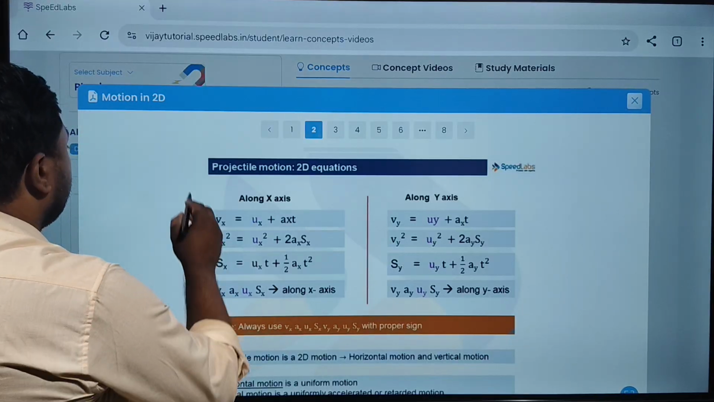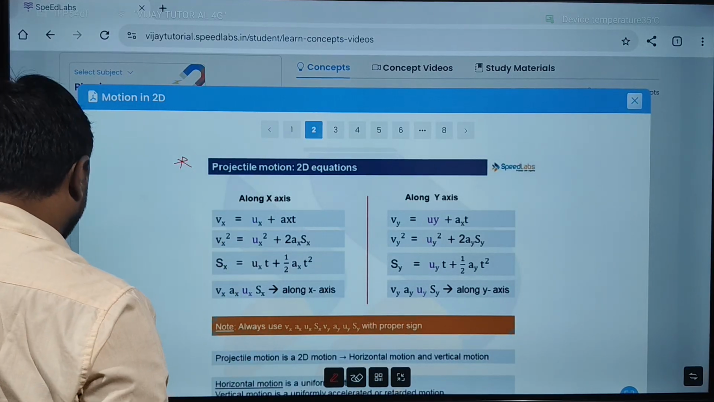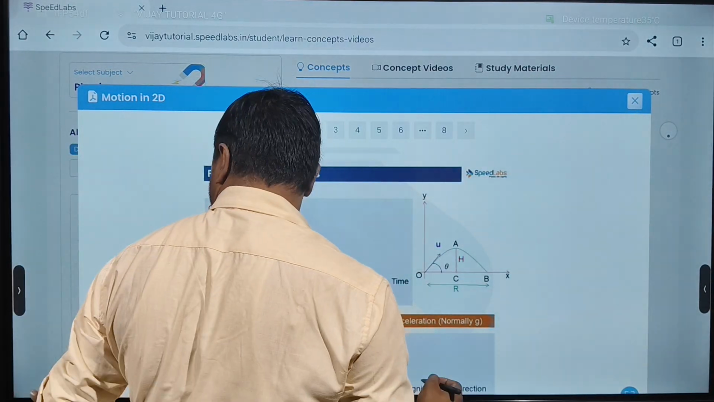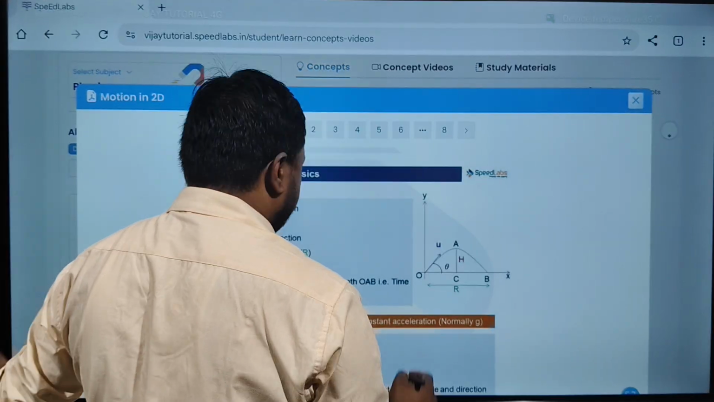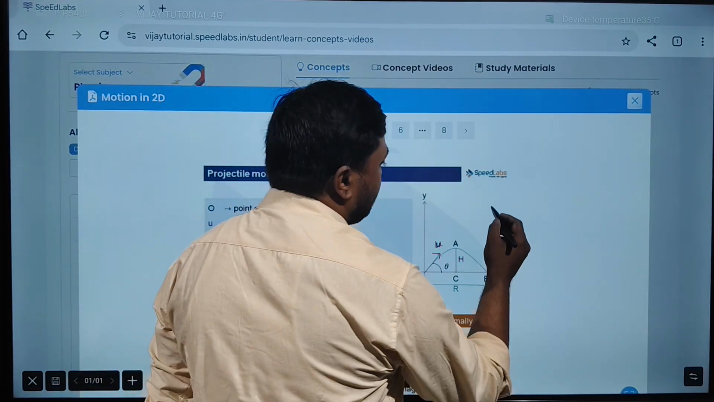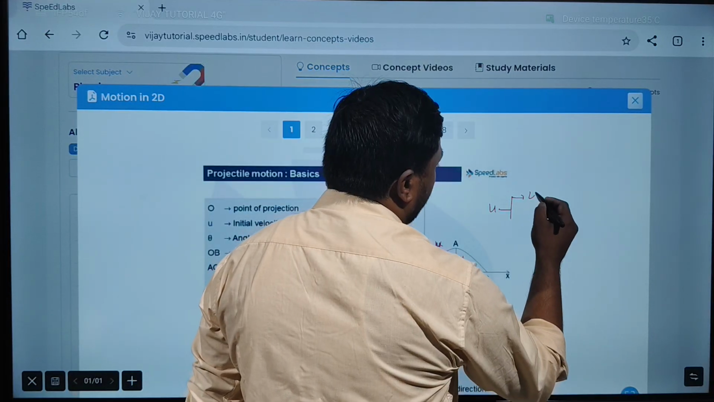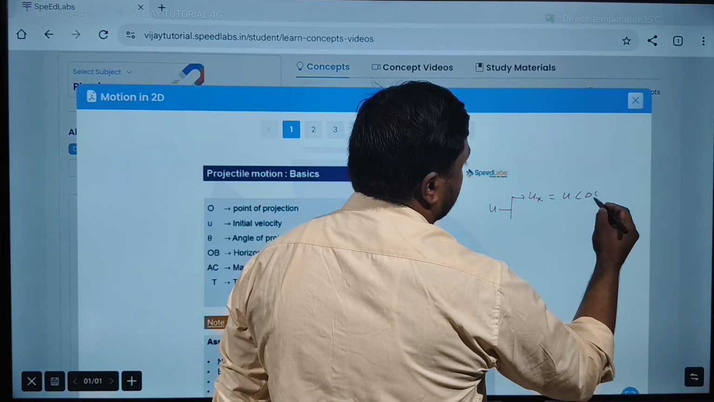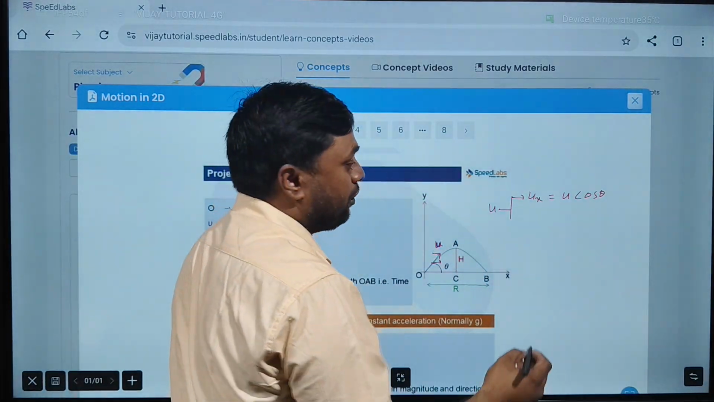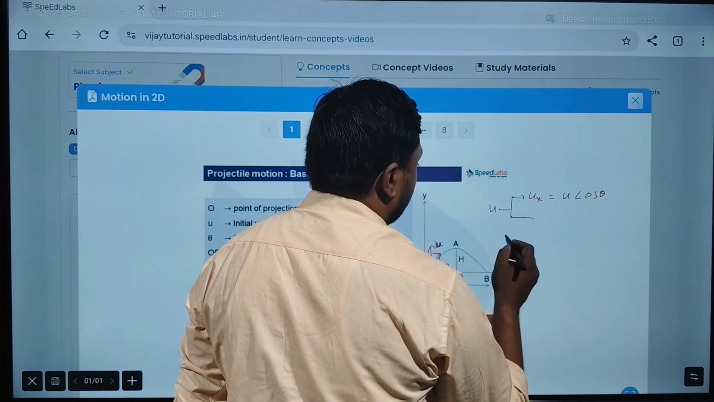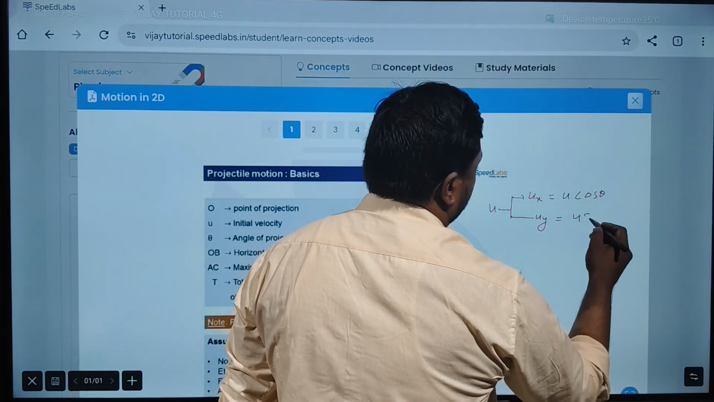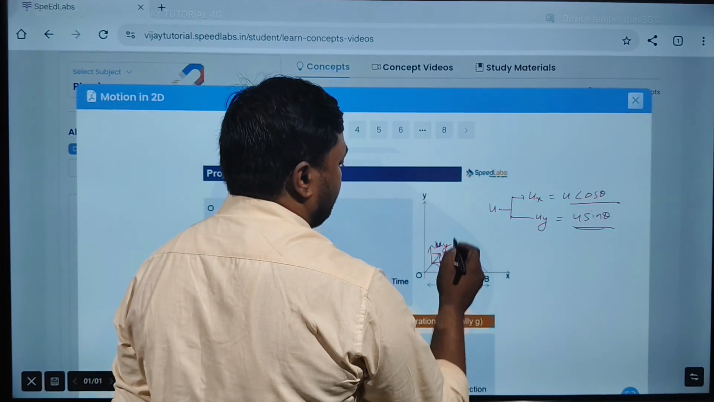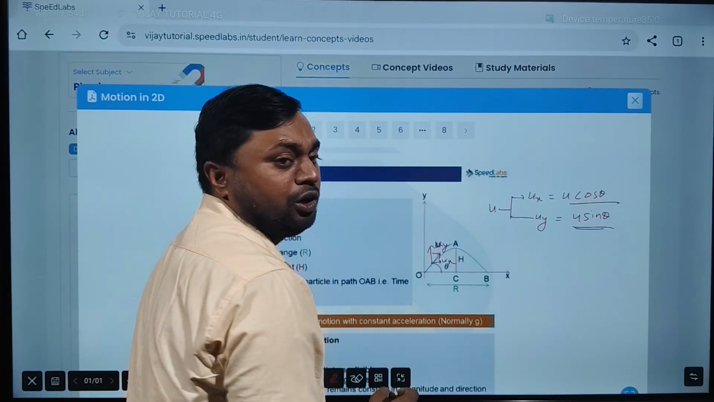Now, next concept. We are going to prove that the path is parabolic. So try to understand: whenever a particle is projected with velocity u at an angle theta, the velocity u can be resolved into two parts. One is ux, the horizontal component of velocity, equal to u cos theta. Yes or no? We have done resolution of vectors. And another is uy, which is u sin theta. This is the vertical component of velocity, and ux is the horizontal component.